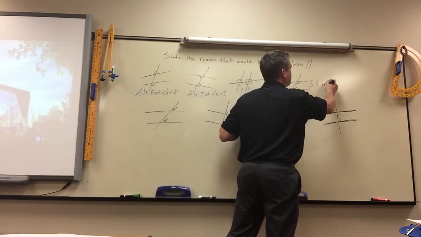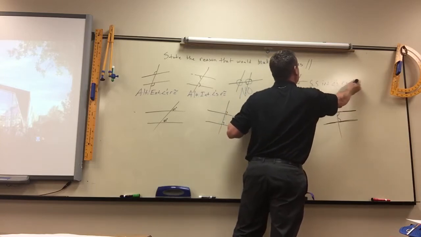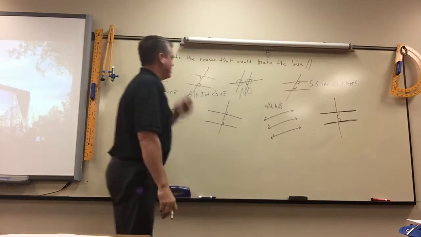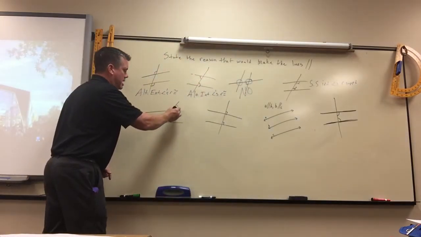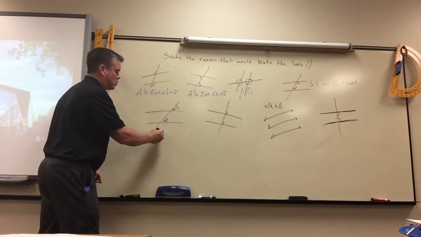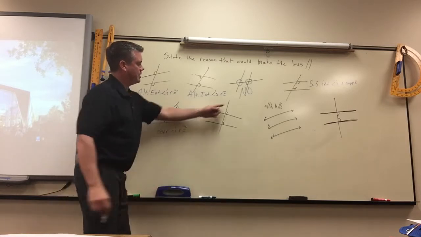This one, same side or consecutive interior angles are supplementary. They add up to 180. They're the same side interior. Here, corresponding, top right, they're congruent. Those are corresponding angles. They are congruent.